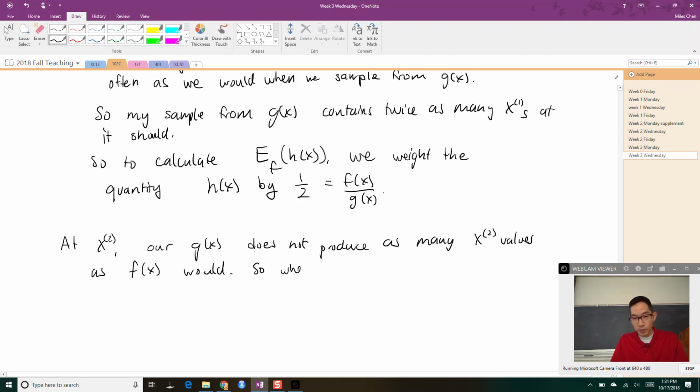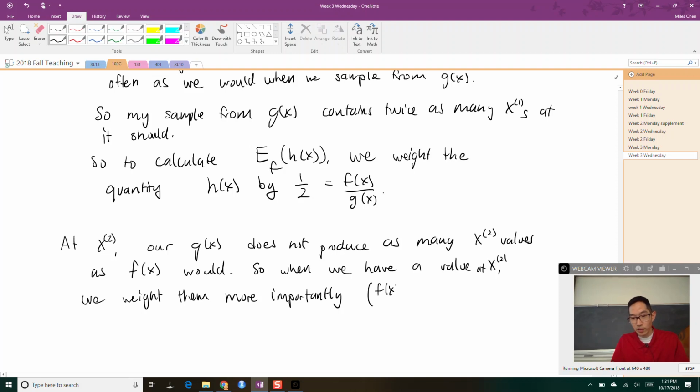So when we have a value at x2, we weight it more heavily, meaning f of x over g of x is greater than 1. And so by including what we call an importance weight, which is just the ratio between the two PDFs, we're able to compensate for the fact that we're drawing from g of x instead of f of x.